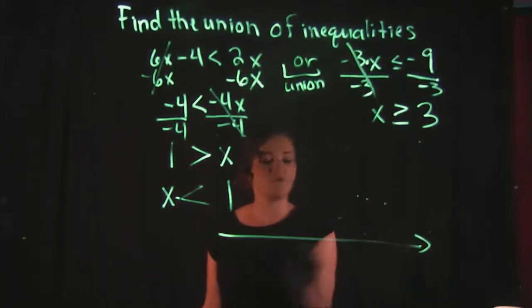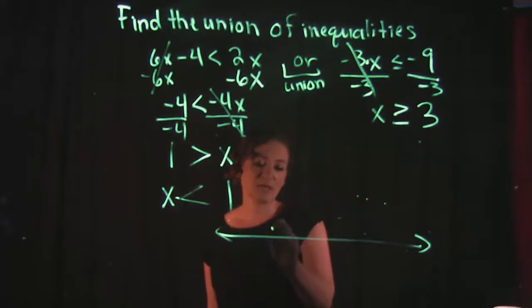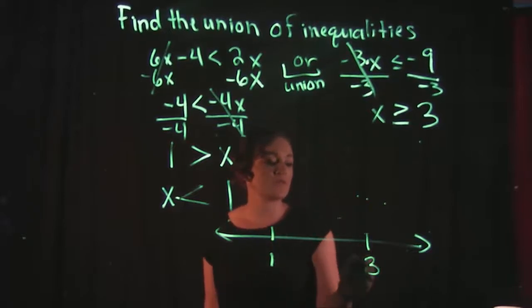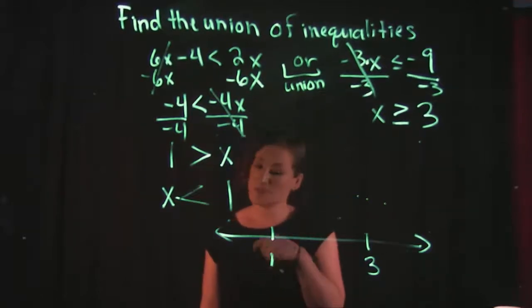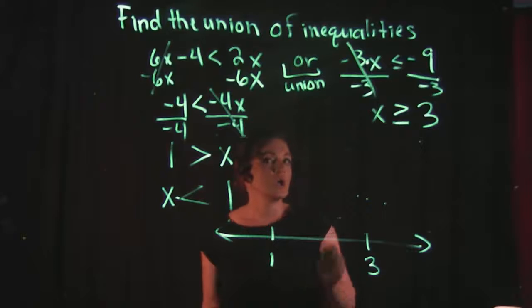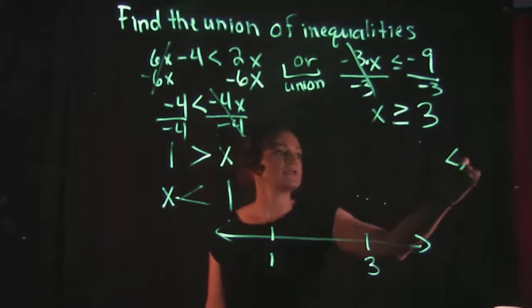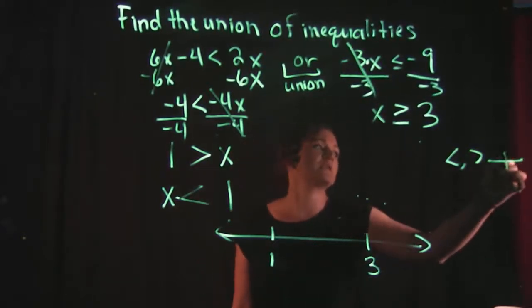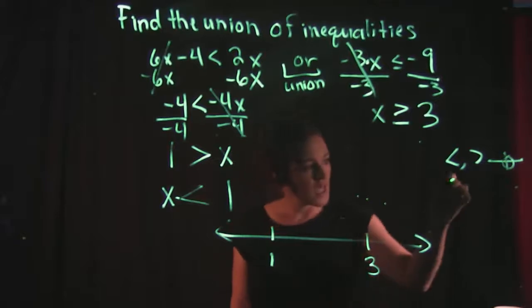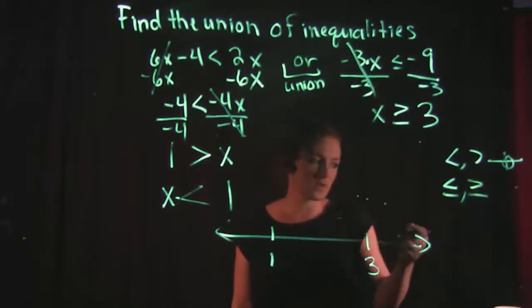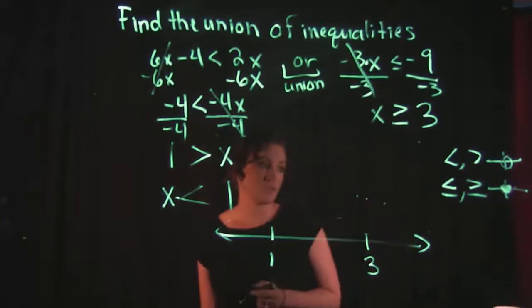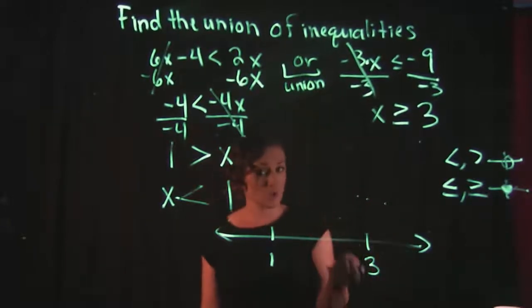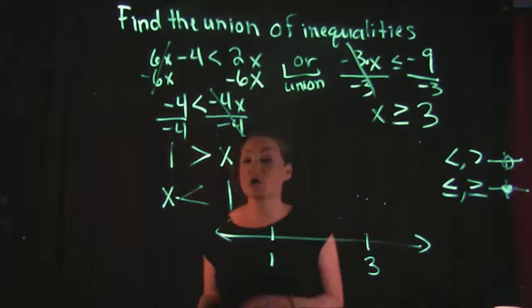So we're going to draw both of them on the same graph. We're looking at the number 1 and the number 3. Two important things when it comes to your graph with inequalities: what kind of dot do you have, and what direction do you shade? If you have the less than or greater than symbols, that is an open dot. If you have the less than or equal to or greater than or equal to, that is a solid dot on your number. Solid dot, you're including that number. Open dot, you are not.